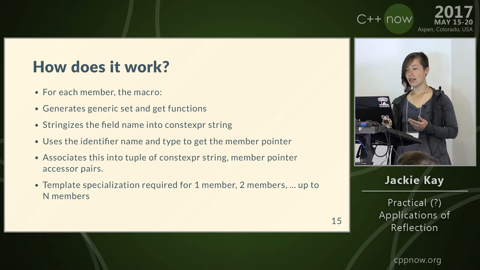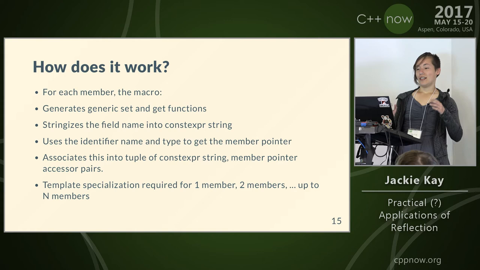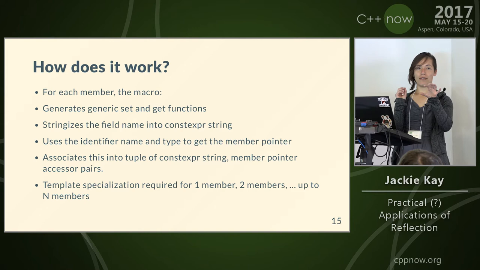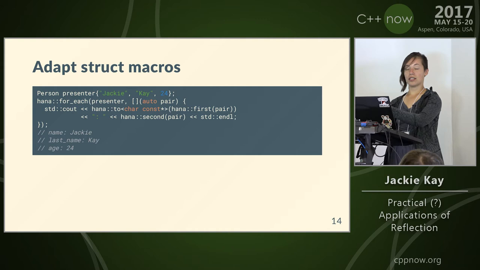So this is a very brief overview of how it works. Actually, embarrassingly, the author of the macro I just showed is in the room, so if anything's wrong here, he can correct me. You take a look at the macro. You look at the name of the member, and you can stringize that, so that's how we can convert the name of the member into a const char star to print it.